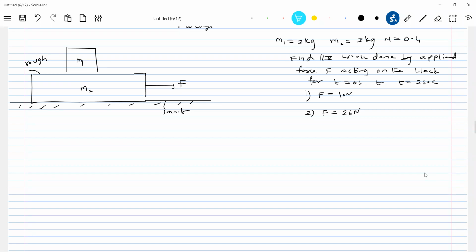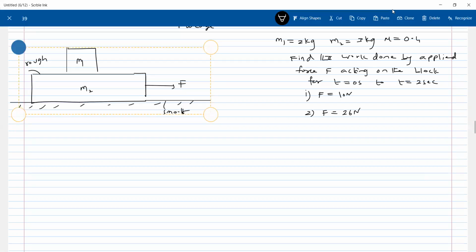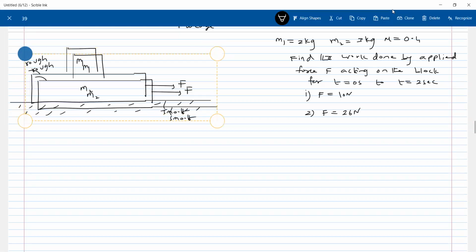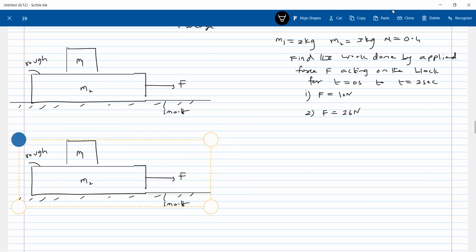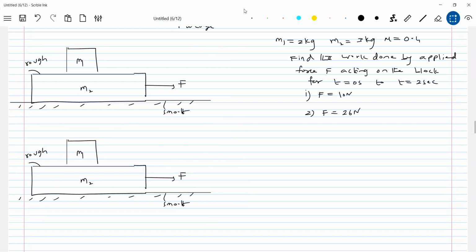For 2 seconds, first I am applying a force, a 10 Newton force. So when I apply a 10 Newton force, what conditions will arise? You know the background of these things, so don't bother. Now let's analyze in terms of the work done idea. I'm starting the first case.